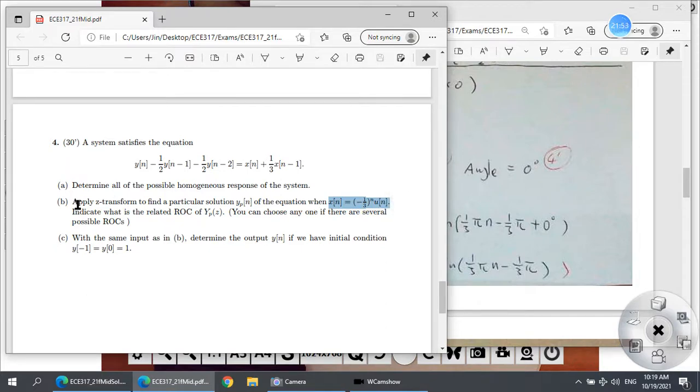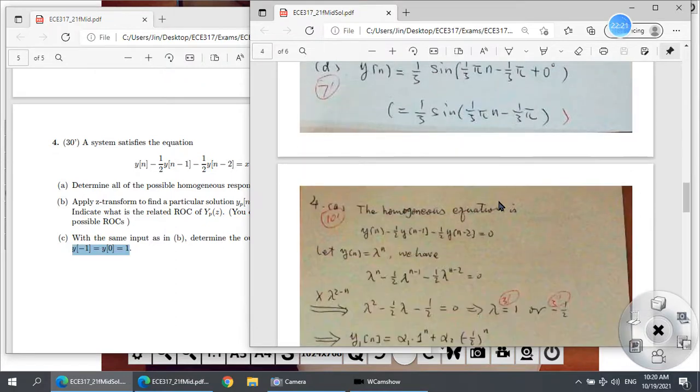Because you use Z transform, you should know what the ROC is. Here I said you can choose any one if there are several different possible ROCs. And now, with the same input, determine the output if we have an initial condition like this. Alright. Okay, so we just solve it step by step.